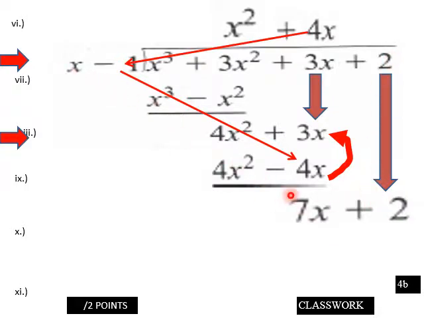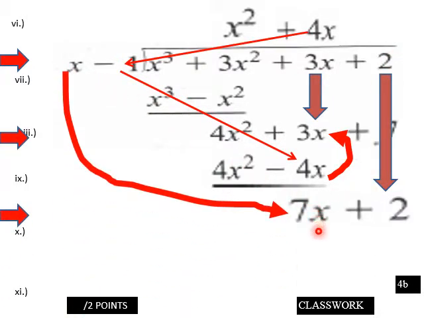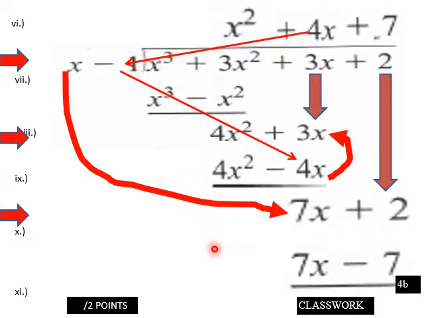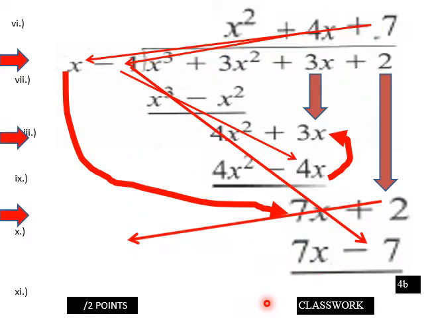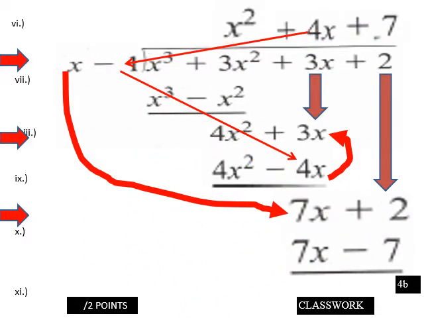How many times will x go into 7x? It'll go 7 times, will it not? So we multiply 7 times x minus 1, get 7x minus 7, change signs and add. So we have a remainder of what, class? We have a remainder of 9.